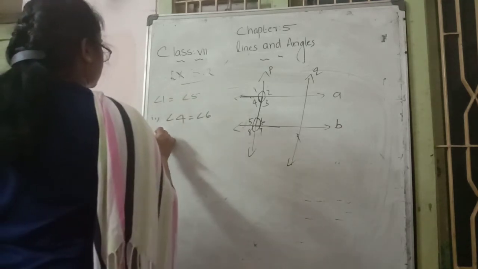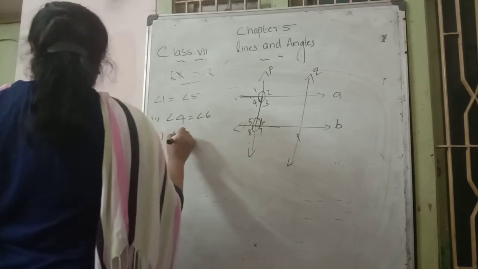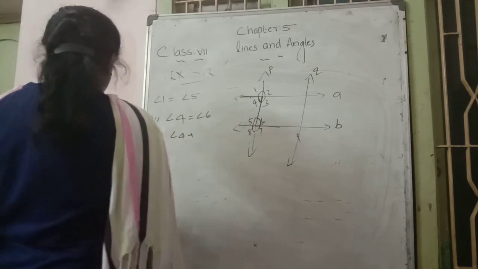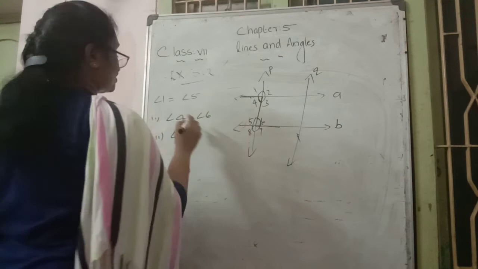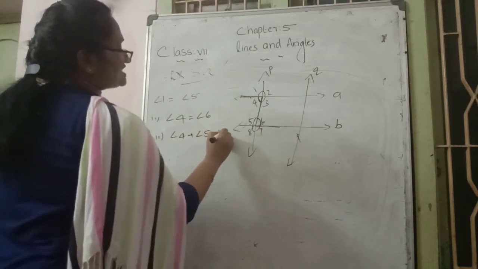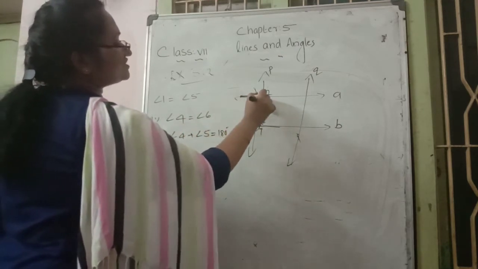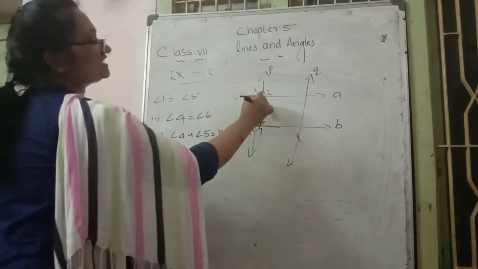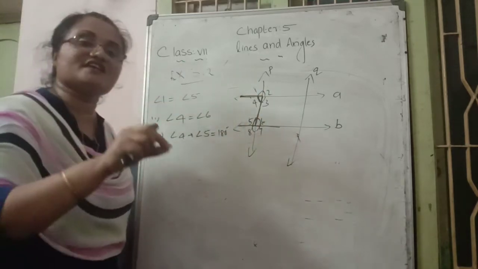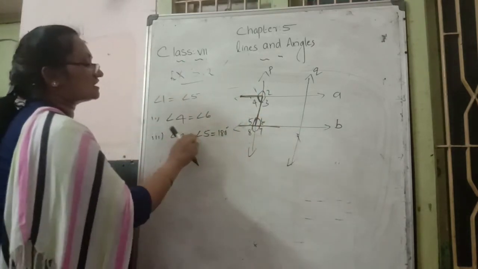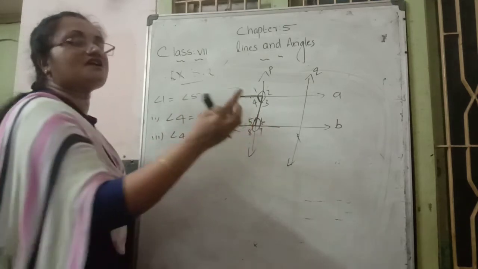That is the second question. Third question: angle 4 plus angle 5 is equal to 180 degrees. Angle 4 plus angle 5 is, what is this one? Just before I tell you, what is this one? They are co-interior angles. The rule says that the sum of those two angles becomes how much?